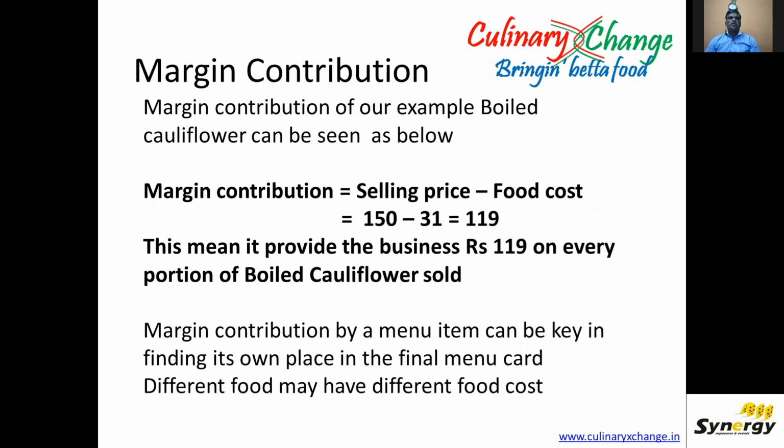Let us see the margin contribution of our example menu item, boiled cauliflower. We have discussed it before, I am repeating again. Suppose the selling price of cauliflower is 150 and its food cost is 31 rupees. It contributes 150 minus 31, which is 119 rupees. That means every single cauliflower sold in the restaurant will contribute 119 rupees towards the profitability.